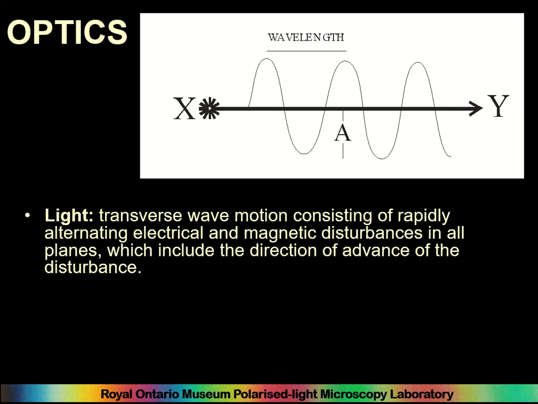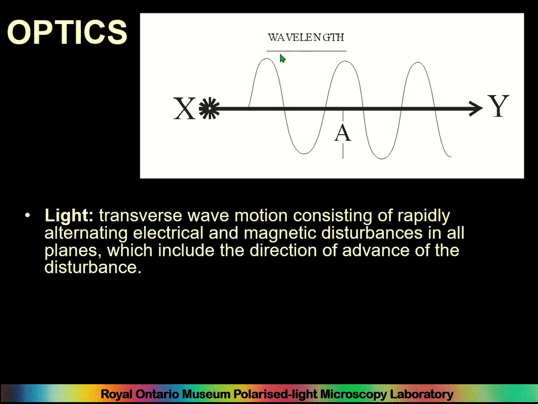Optics are very important. This is about light. So, what is light? Well, let me tell you. Light is a transverse wave motion consisting of rapidly alternating electrical and magnetic disturbances which vibrate in all planes, including the direction of advance of the disturbance. So here's light being propagated, here's light being perceived, and all along the direction of the advance of the disturbance, it is vibrating. You can see it's vibrating here in this dimension, but it's actually vibrating all the way around. It vibrates in every dimension.